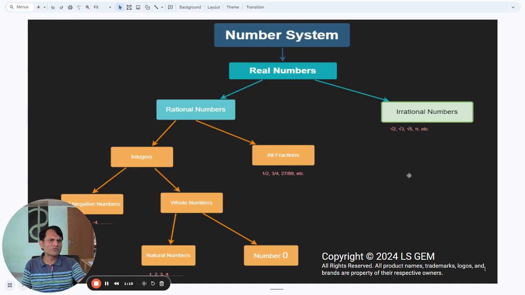After that, there are irrational numbers. What are irrational numbers? Irrational numbers are like root 2, root 3, root 5, pi, etc. We'll talk more about this in the coming slides. So if we include rational numbers and irrational numbers, we get real numbers. Let us look into it in a little more detail.